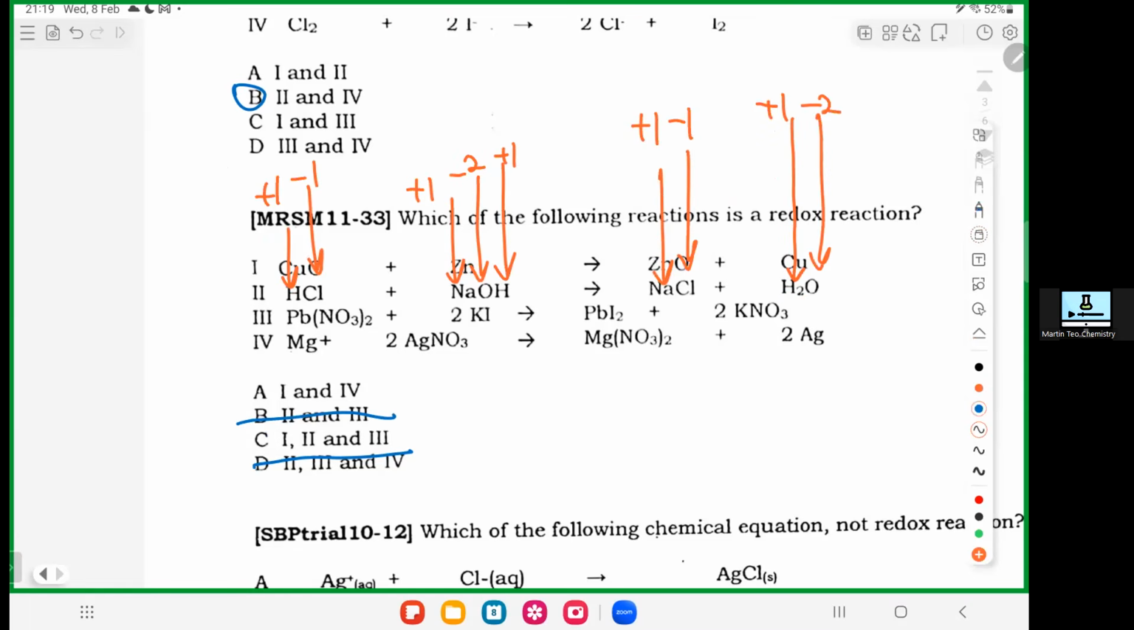So if you compare, what happened? Hydrogen +1 on the left, hydrogen +1 on the right, no change. Chlorine -1 on the left, -1 on the right, no change. Sodium +1 on the left, sodium +1 on the right, no change. Oxygen -2 on the left, -2 on the right, no change. Hydrogen +1 on the left, hydrogen +1 on the right, no change. So no change, no oxidation, no reduction. So number 2 is wrong. So when number 2 is wrong, the answer automatically goes to A.